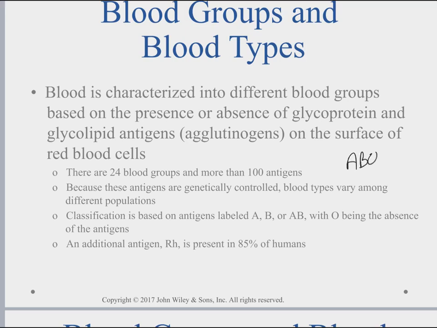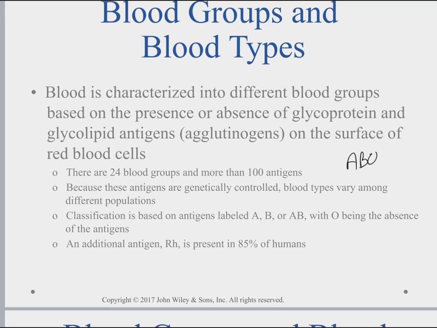There are 24 blood groups and more than 100 antigens. Now, because these antigens are genetically controlled, blood types vary among different populations. Now, classification is based on antigen labeling, A, B, AB, and O, with O being the absence of these antigens. An additional antigen, Rh, which is present in 85% of humans.